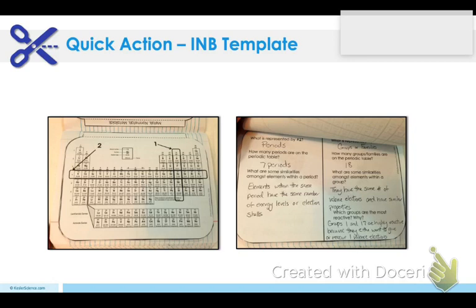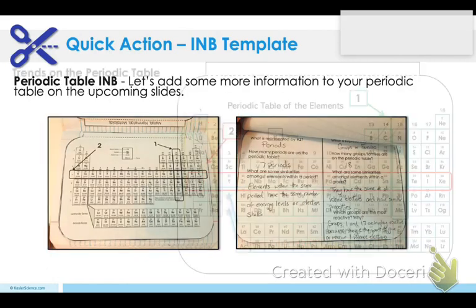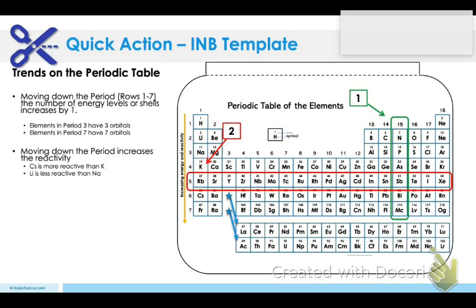So all the information that you just completed on the periodic table should be done here. And then you should be able to answer these questions now.